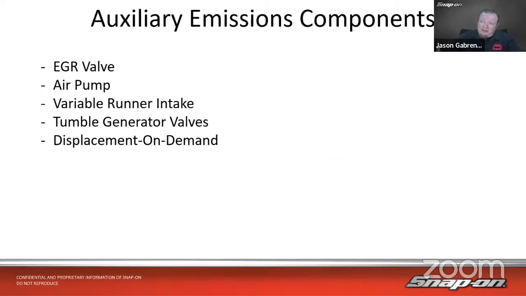Some manufacturers use them exclusively, some manufacturers don't use them at all. So things like EGR valves, which would probably be the more common of this list. Air pumps, variable runner intakes, so that's definitely not on every manufacturer's list. Tumble generator valves and displacement on demand. So it's only certain manufacturers that use some of these. And a lot of it, the information is just not enough to really dedicate a half hour to each of these. So I'm lumping everybody together and putting them into this one presentation here.